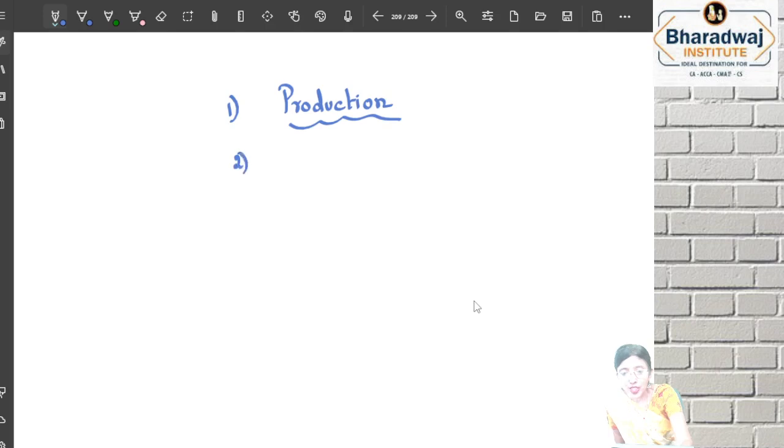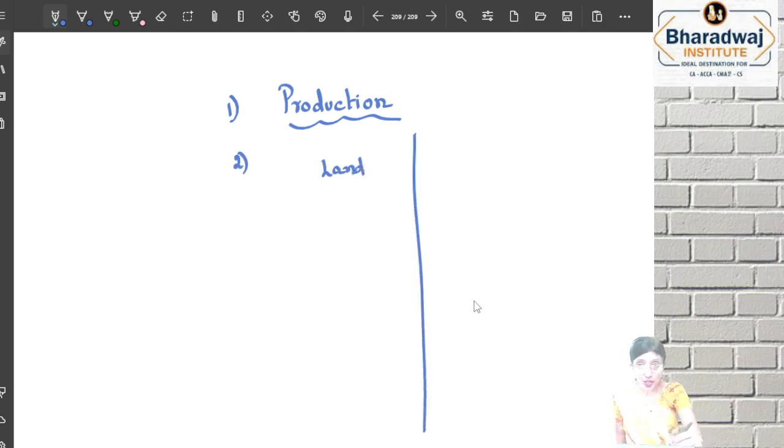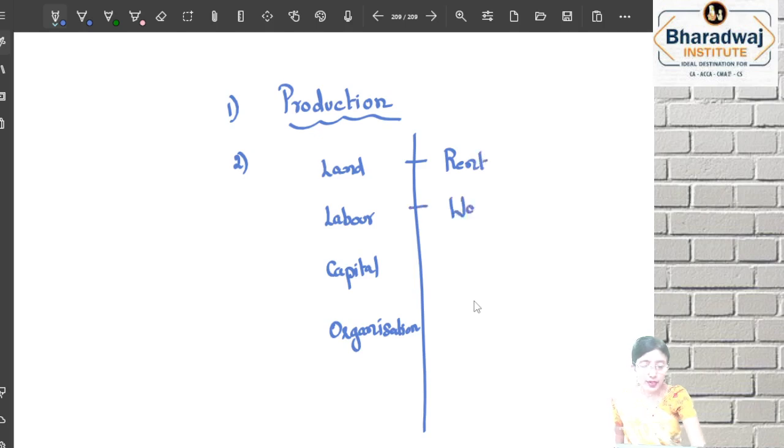Second is matching the factor rewards. Land, labor, entrepreneur. Very good. These are factors of production. What you have is factor rewards. So land, labor, capital, and entrepreneur. Entrepreneurship or organization mean one and the same. Now can you give the answers? Land is rent. Labor is wages. Capital is interest. Remember this. Organization and entrepreneur is profit.